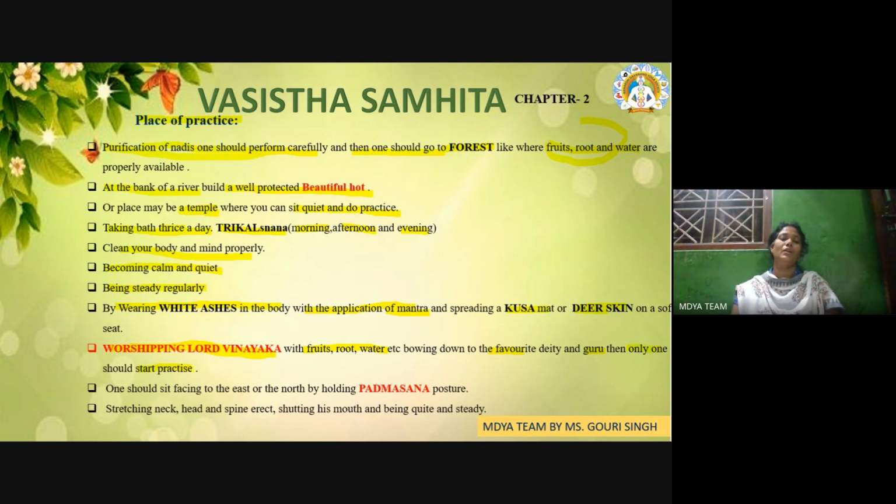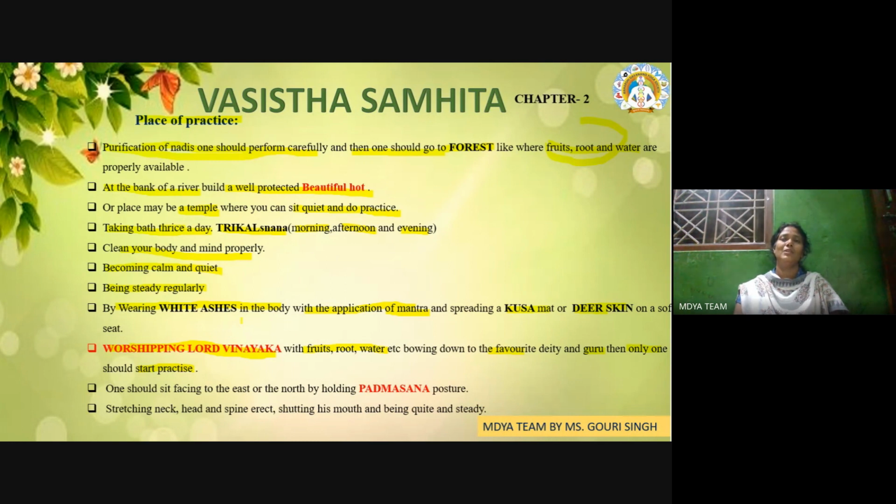Before starting the practice of yoga, what does one need to do? One first searches the location where they want to do the practice, and that place should be a forest place or a like place where all the food materials and water are available. That may be a bank of a river, and you have to build a protected, beautiful house where you can sit quietly and do the practice.